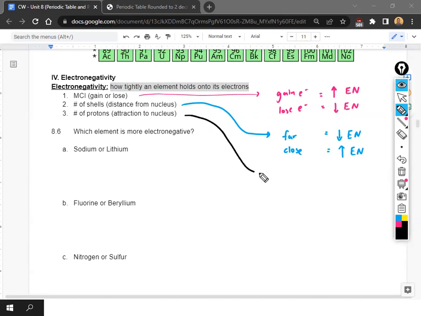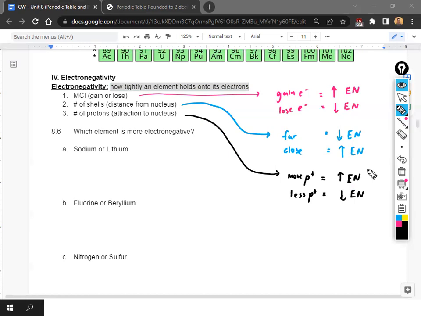And then lastly, it's going to be the number of protons. If you have more protons in the middle, there's a greater positive charge that's going to attract the electrons more. So if there are more protons, that's going to increase the electronegativity. And if there are fewer protons, it's going to decrease the electronegativity. Because the more protons there are, the more positive charge there is in the middle, so the more it will be able to pull the electrons.